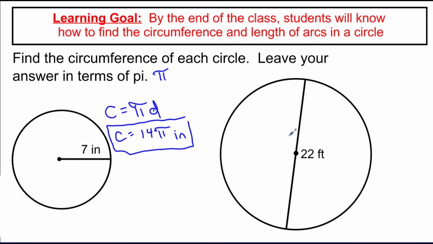I'm giving you the diameter, right? And I know that this is the measure of the diameter. If I was trying to say that 22 is a radius, I would probably have centered it right here on one of the radius lines. So just when you're trying to interpret your pictures, be careful about that. So this one I'm saying 22 is the diameter.